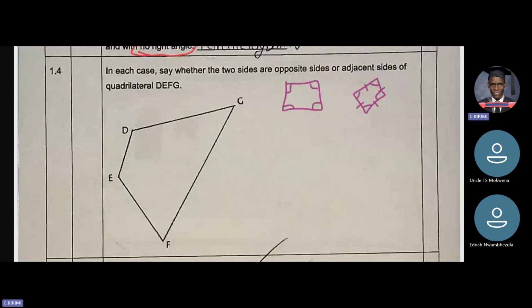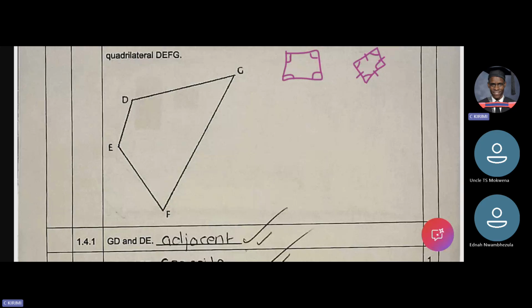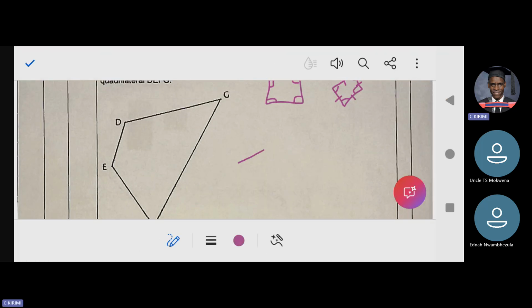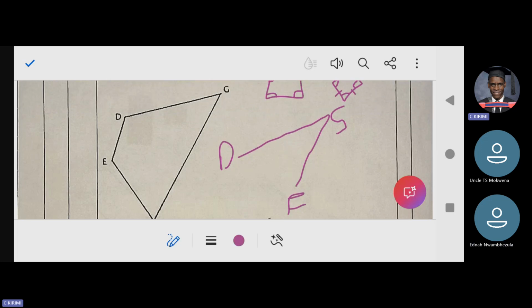In each case, say whether the two sides are opposite sides or adjacent sides of quadrilateral DEFG. So you are given GD and DE. You are supposed to identify: how do you know that the two sides are opposite? How do you know the two sides are adjacent? I told you, if the lines share the same vertex, for example D, G, and this side is F, they are sharing a common vertex, which is this one. If two lines share a common vertex like this, those lines are adjacent. They are next to each other. Is that clear?